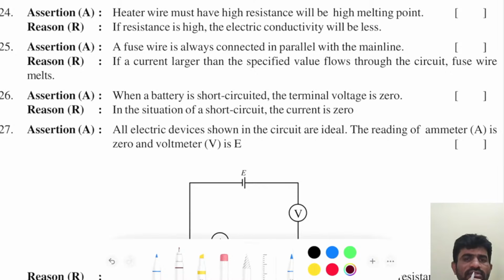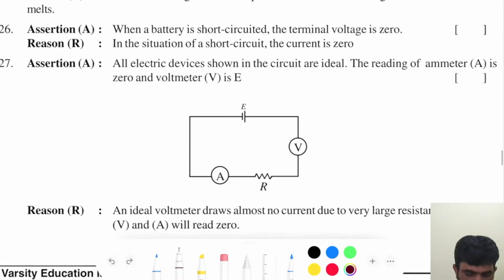Question number 27. All electric devices shown in the circuit are ideal. The diagram is given here. The reading of ammeter A is 0 and of the voltmeter is E.